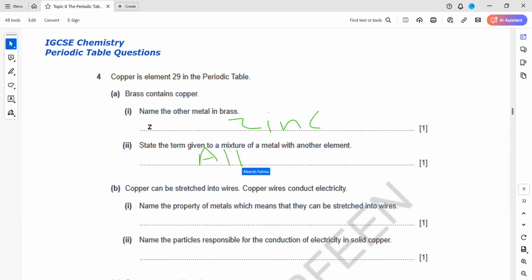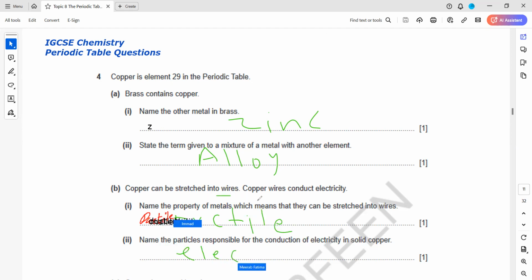Brass is an alloy of copper and zinc. And state the term which we use for a mixture of metals: we call it an alloy. Then, copper can be stretched into wire and copper wires conduct electricity.